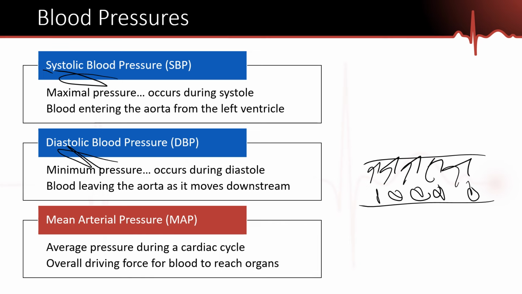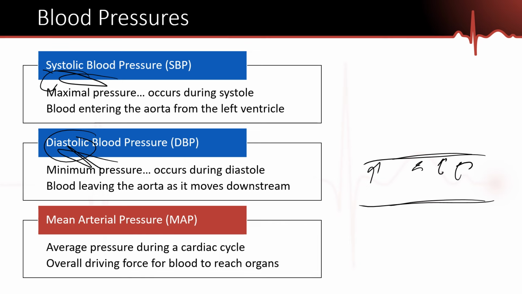Okay, so there are two different types, ultimately, of blood pressure: systolic blood pressure and diastolic blood pressure. Systolic blood pressure is the maximal amount of pressure or force that blood exerts against the wall of a vessel. We measure this in millimeters of mercury. Diastolic blood pressure is the minimum amount of pressure or force that blood exerts against the wall of a vessel. That's all the terms mean. Systolic is the maximum, and diastolic is the minimum amount of force that blood exerts against the wall of a vessel.